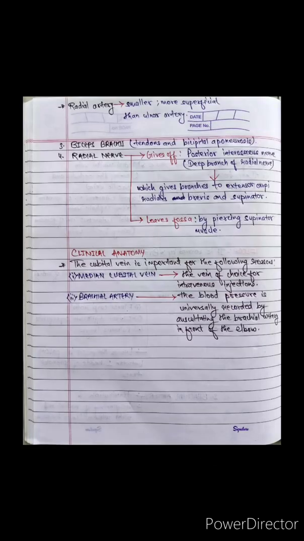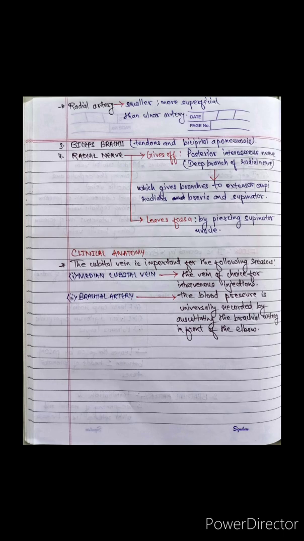Number 2, brachial artery. The termination of brachial artery and the beginning of radial and ulnar artery lie in the fossa. The radial artery is smaller and more superficial than the ulnar artery. Number 3, biceps brachii. The tendons of biceps brachii and bicipital aponeurosis.